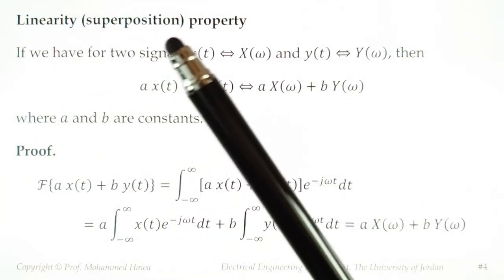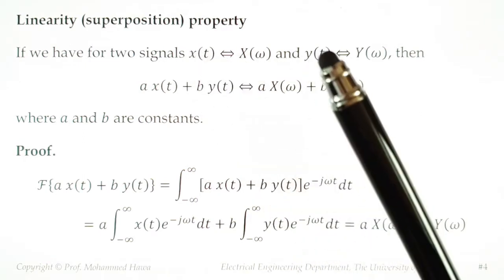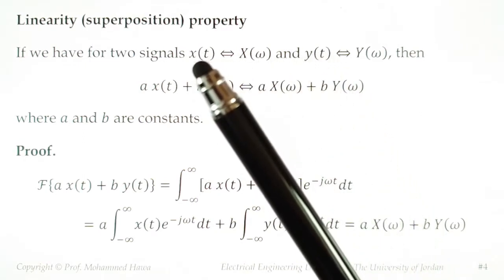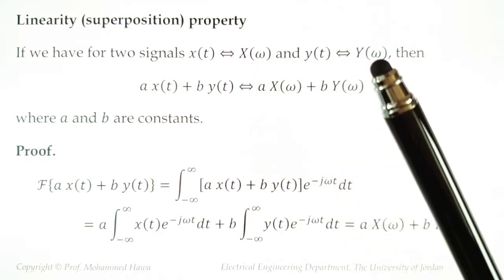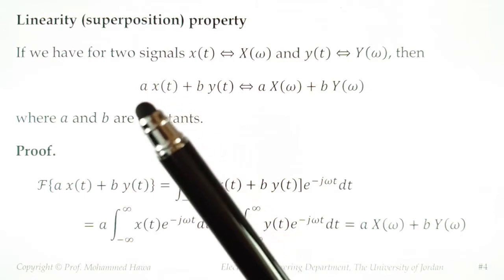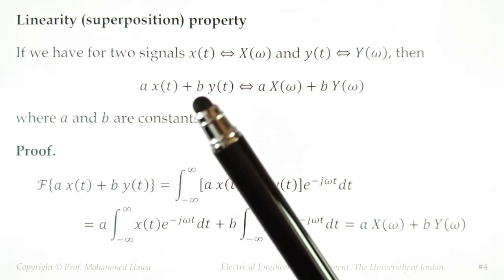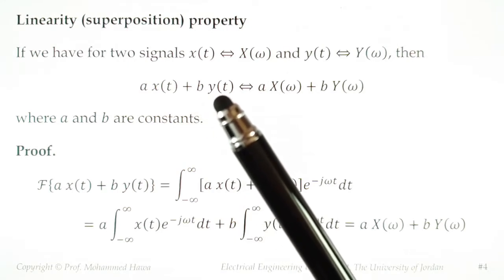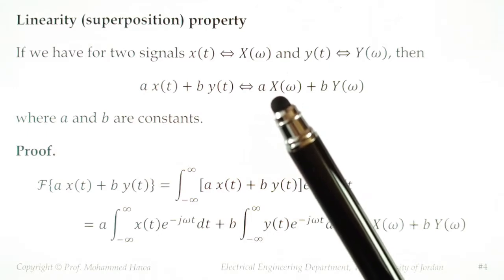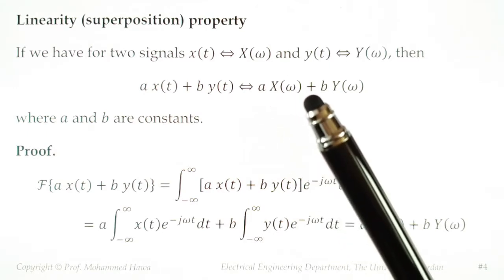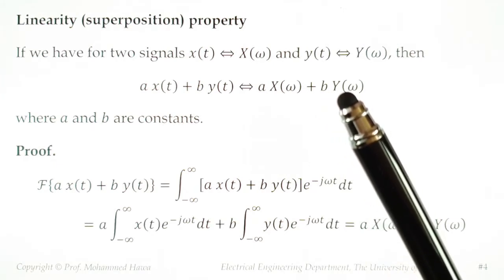Linearity or superposition states that if you know for two signals x of t and y of t that the Fourier transform of x of t is X of omega and the Fourier transform of y of t is Y of omega, then the Fourier transform of a constant a multiplied by the signal x of t plus another constant b multiplied by y of t is equal to the constant a multiplied by the Fourier transform of x of t, which is X of omega, plus the constant b multiplied by Y of omega, which is the Fourier transform of y of t.